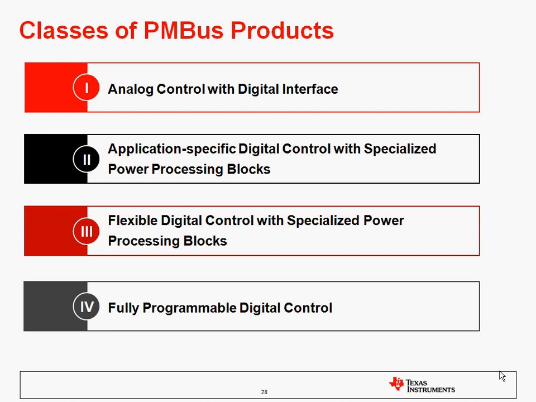Class 3 is really a flexible controller with specialized power processing blocks. So this is ultimately getting towards more programmable. And then class 4 is a fully programmable microcontroller or DSP-based digital control circuit. And I'll talk about each one of these and the benefits.